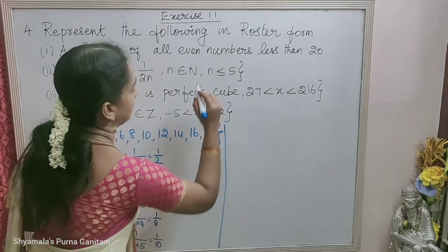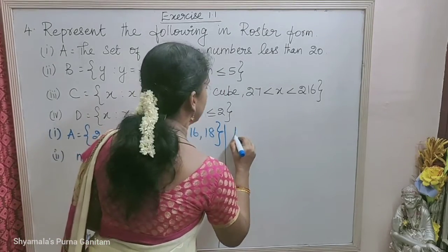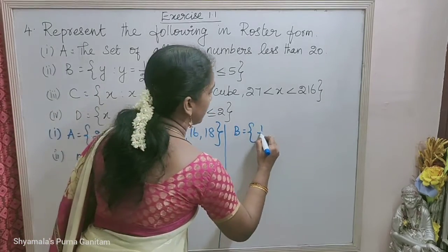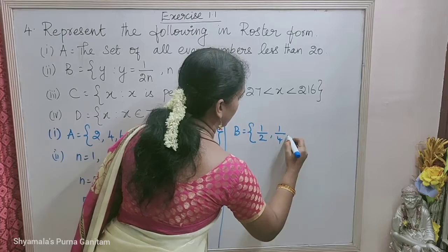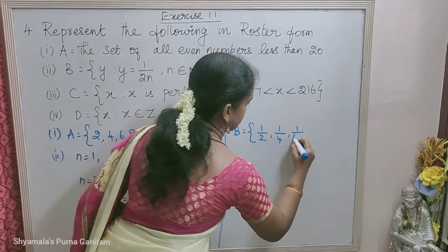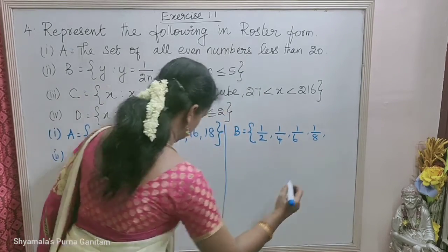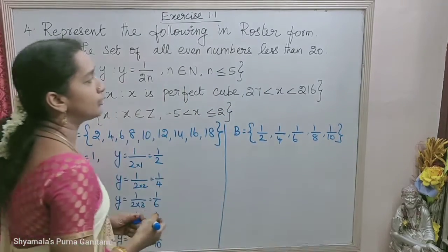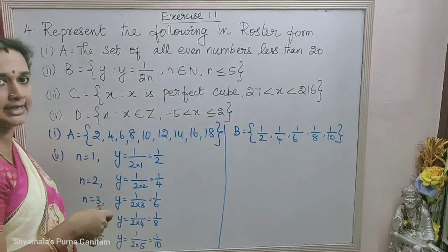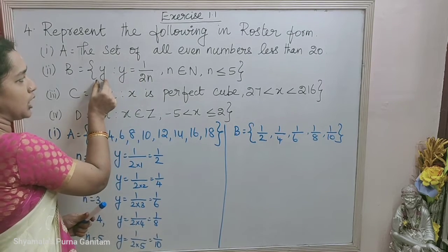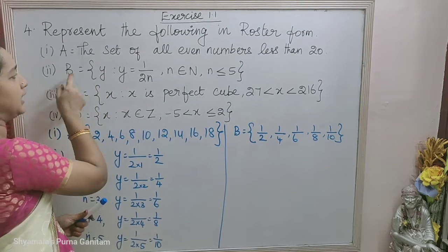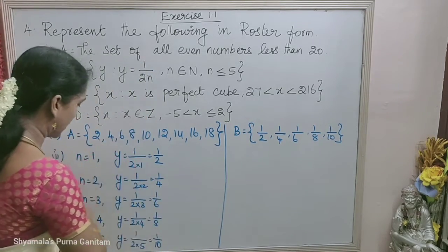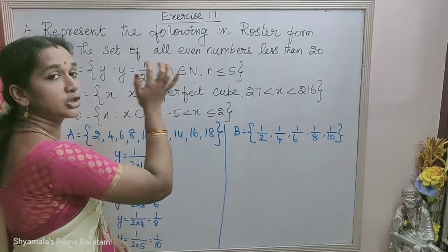So, we will write that in roster form. B is equal to, what are all the elements we got? 1 by 2, 1 by 4, 1 by 6, 1 by 8 and 1 by 10. So, these are the elements for the given condition. This is the condition given: y such that y is equal to 1 by 2n, where n belongs to natural numbers.